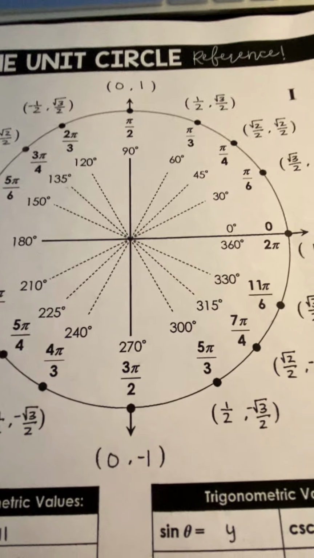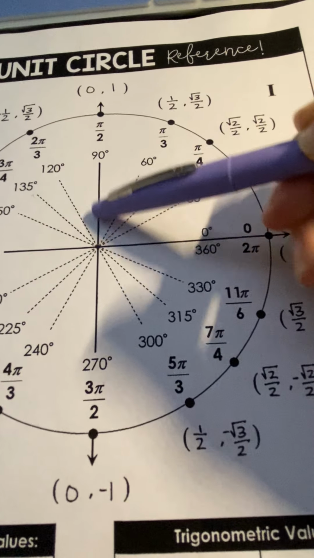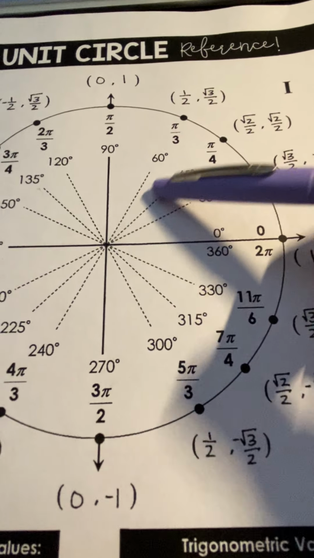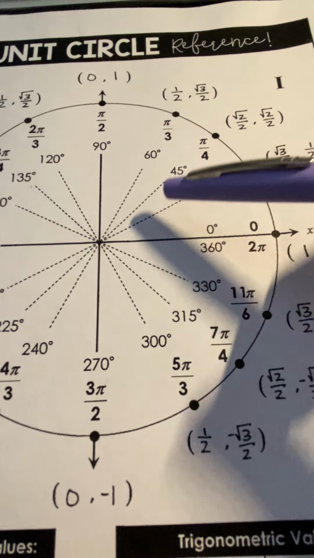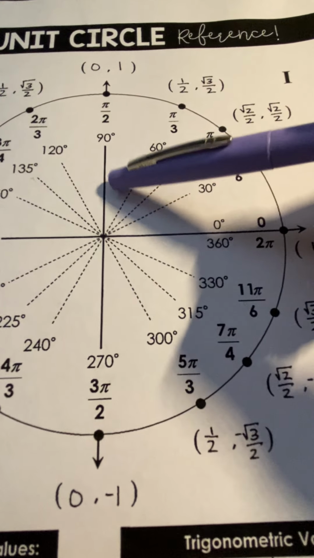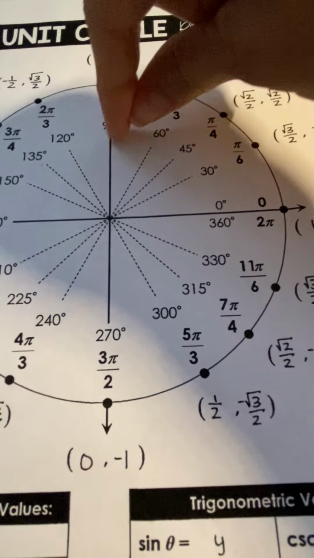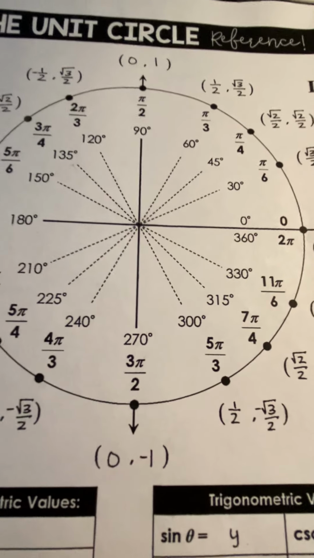Okay, don't forget that each one of these big chunks here is 30 degrees. And each little increment here is going to be 15 degrees. So 30, 15, 15, 30, 30, 15, 15, 30. You guys get the idea. The bigger increments, the bigger angles, are 30. The smaller ones are going to be 15.